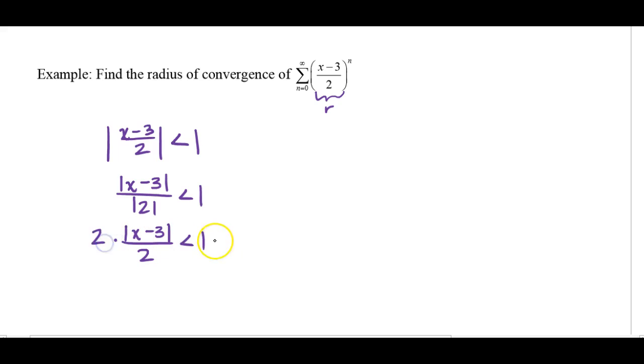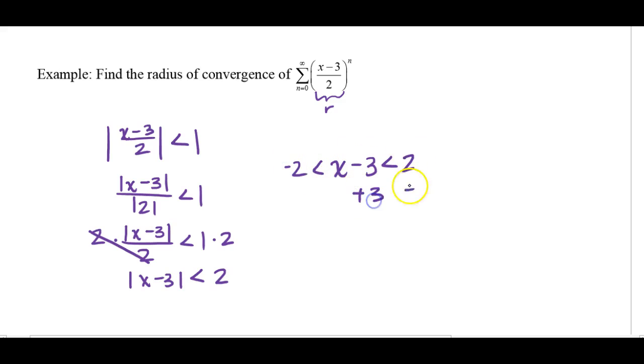So now let's multiply both sides by 2. So these will cancel, and |x minus 3| has to be less than 2. So again, solving an absolute value inequality, we're going to take the inside, x minus 3, and put it between negative 2 and positive 2. And we're going to add 3 to both sides. So this is 1 is less than x is less than 5.